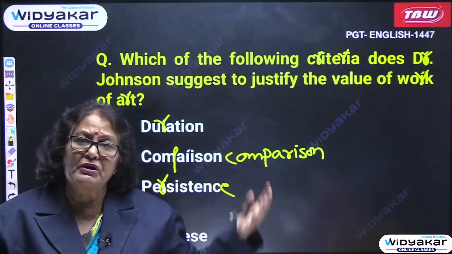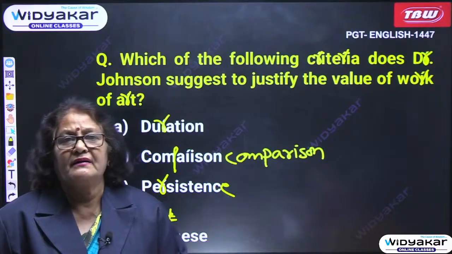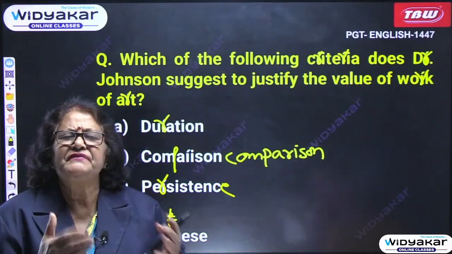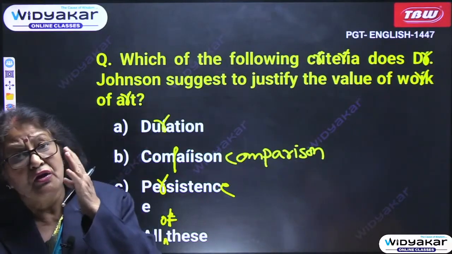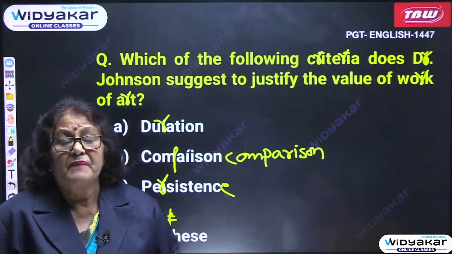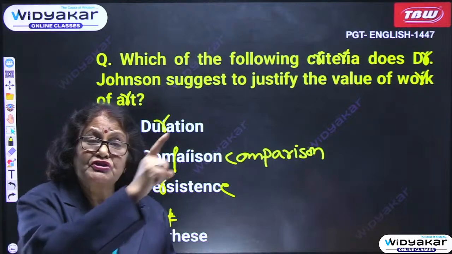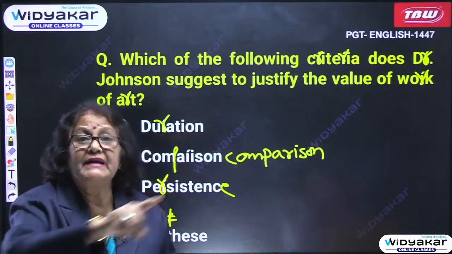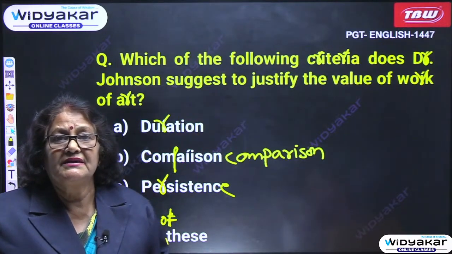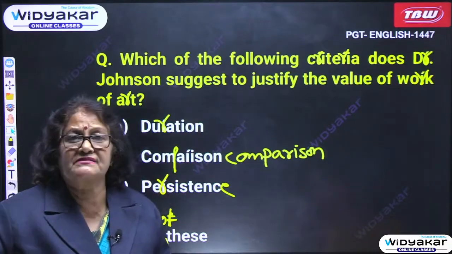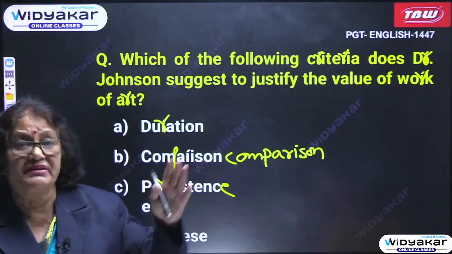Like Homer's Iliad, Virgil's Aeneid, Dante, these writers even in the 21st century people are still reading them. That means their work is immortal, it is continuing for hundreds of years. That is duration, time period.